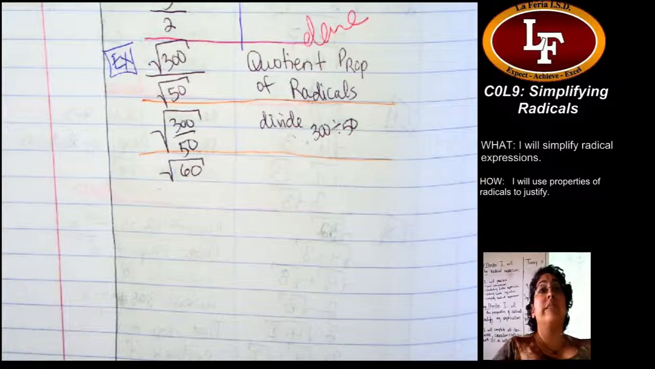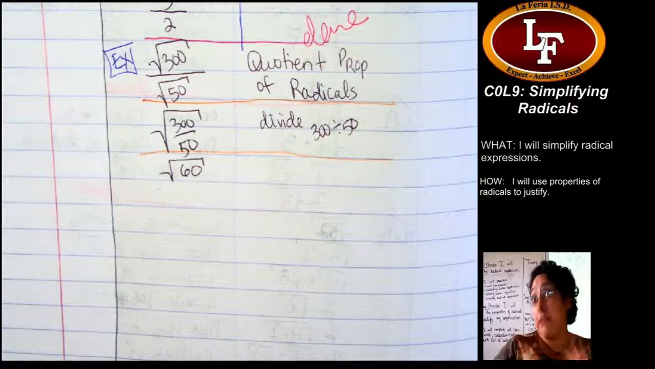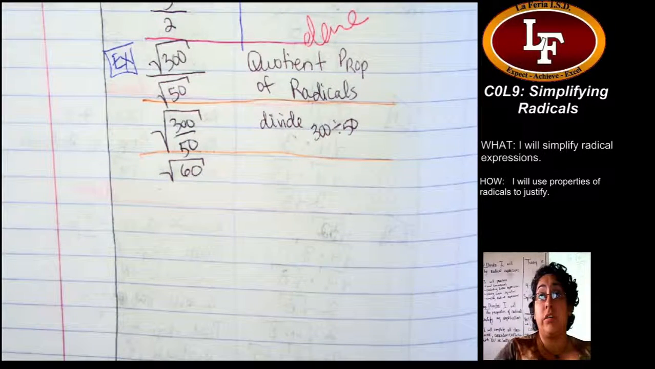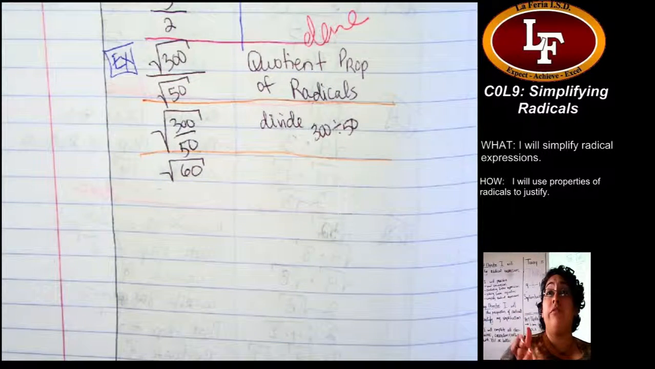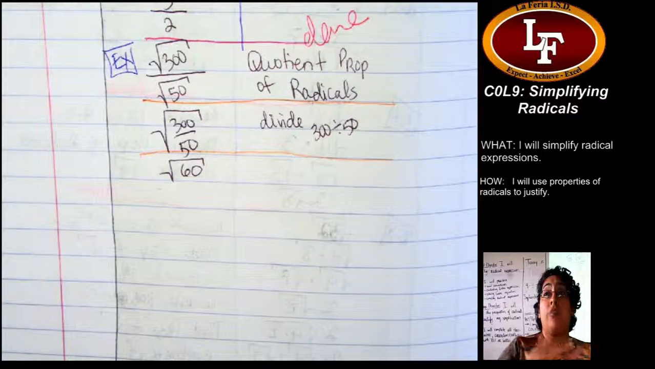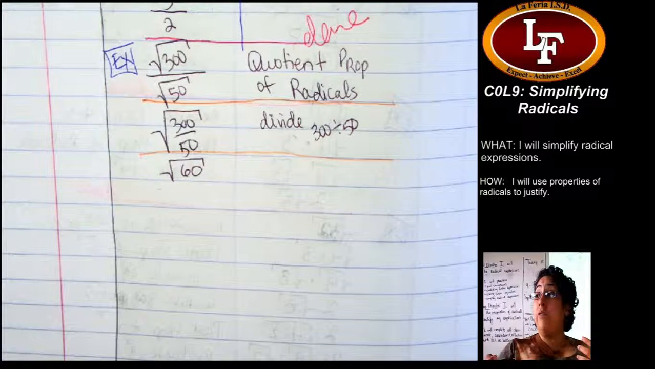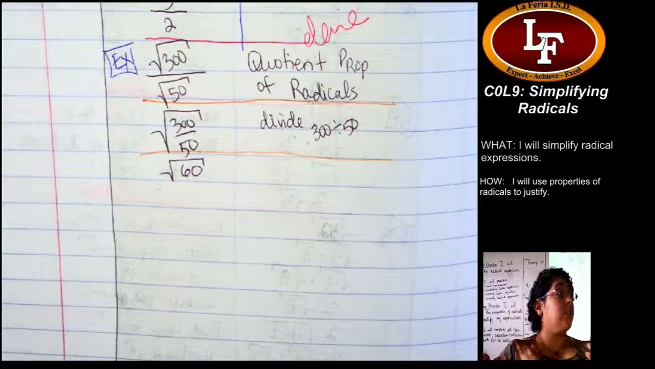All right, square root of 60. Is that as simple mathematically as we can make it? No. Does it have a factor that has a perfect root? 10? No. 5? So 5 times 5 is 25. 25 times what gives you 60? Not 3, that's 75. 16 times what gives you 60?